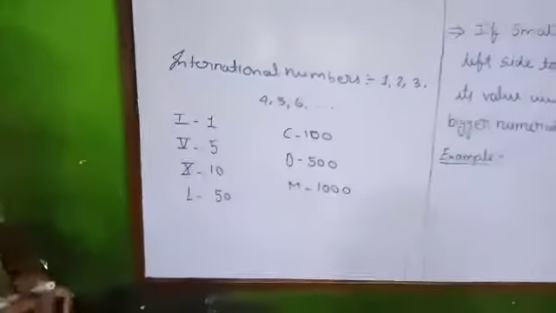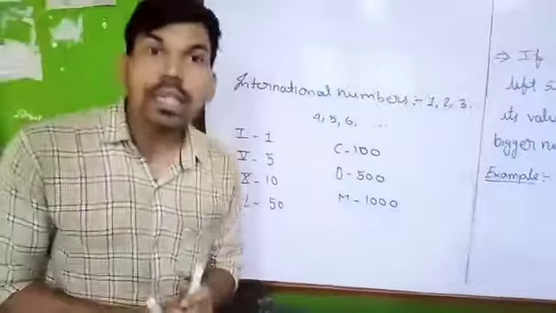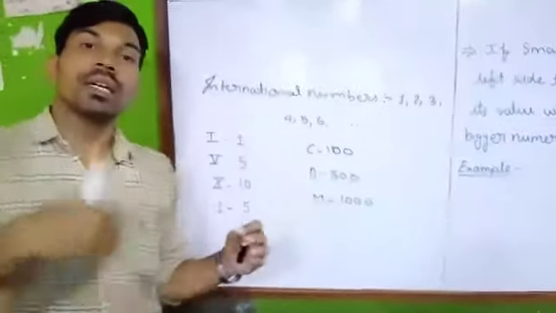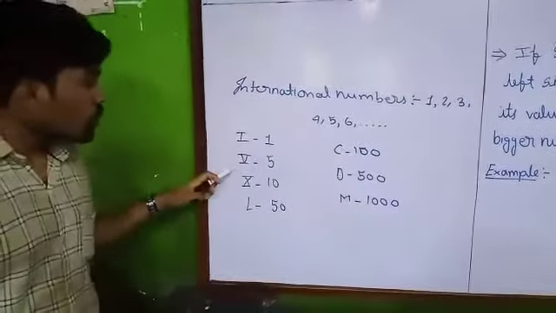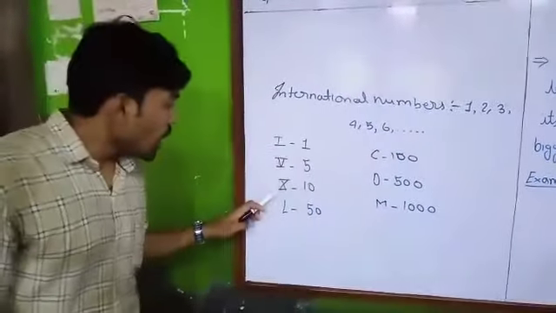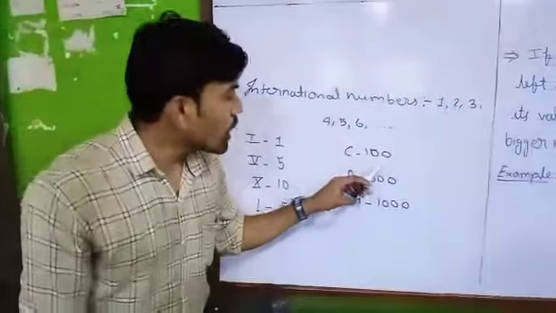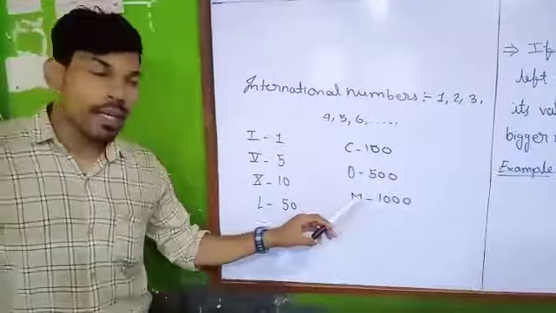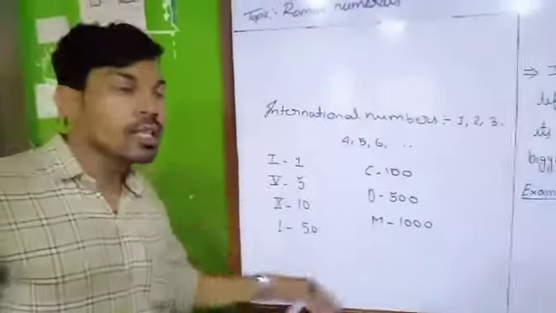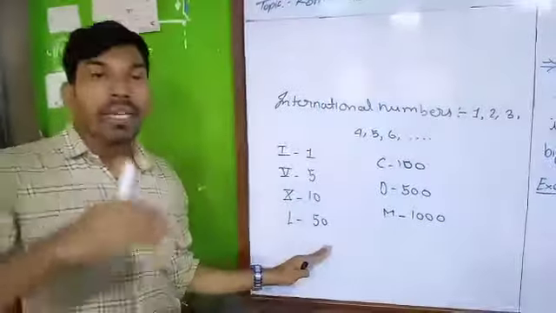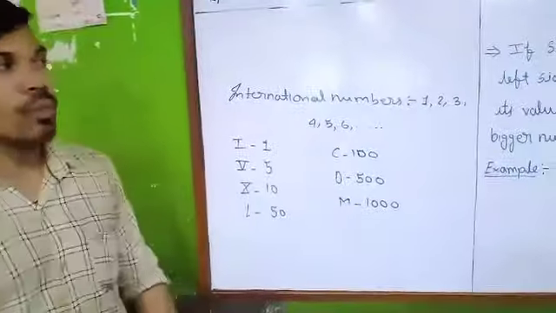Once again, we have the 7 main symbols. By using those we can form the other Hindu Arabic numbers and other Roman numerals. I stands for 1, V for 5, X for 10, L for 50, C for 100, D for 500, M for 1000. These are the 7 main symbols, and by using them we can convert the other Roman numerals.